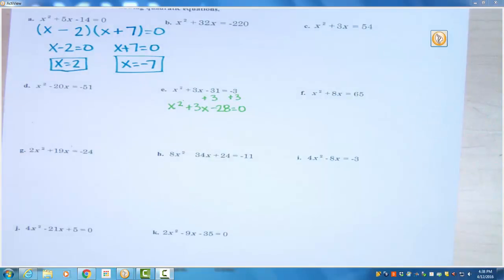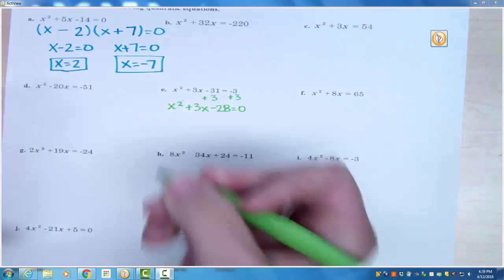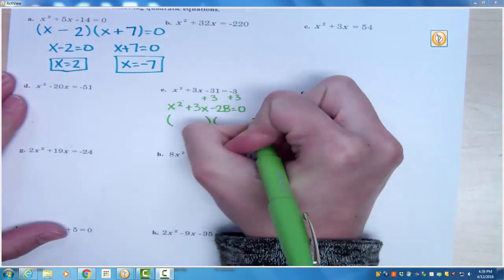In order to factor, I need to get something that multiplies to equal 28 and adds to equal 3. The numbers that multiply to give me 28 are 1 and 28, 2 and 14, 4 and 7. Well, I have negative 28. I need one of them to be positive, one of them to be negative, and I have to get them to add to equal 3. 1 and 28 and 2 and 14 are a little too high for me to get them to equal positive 3.